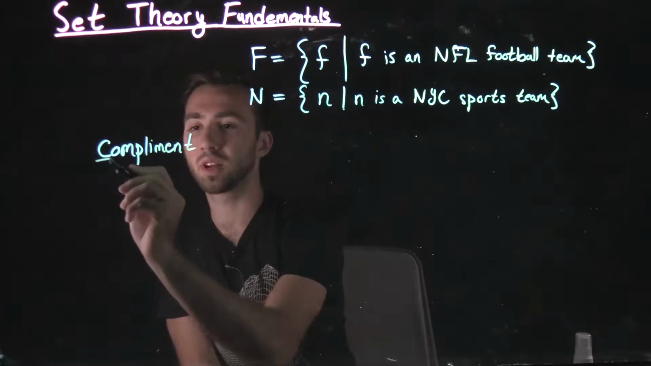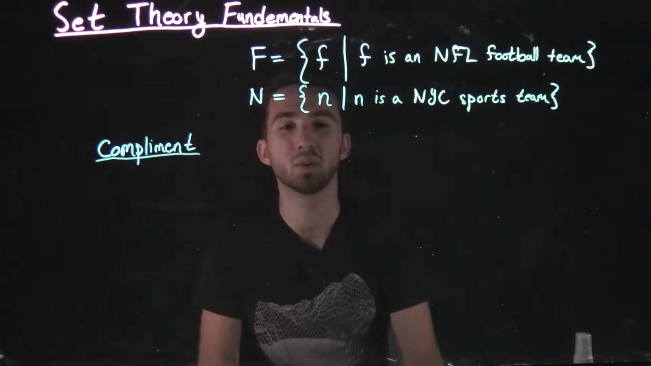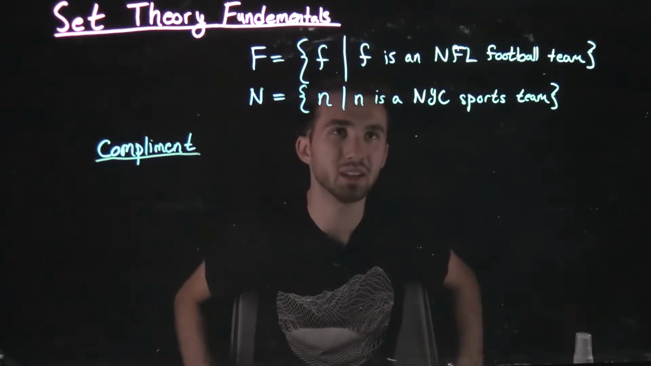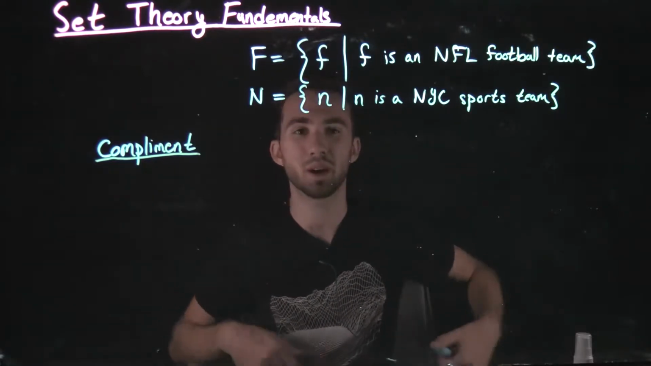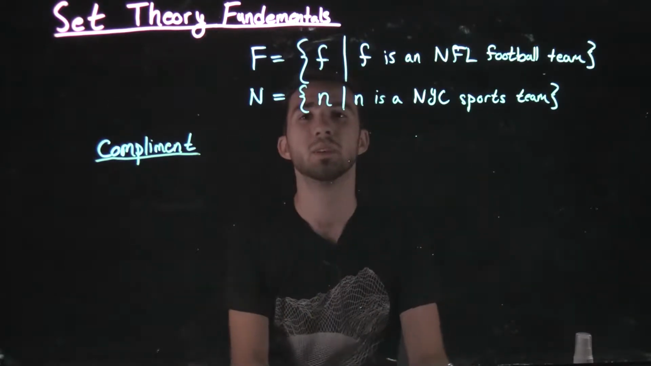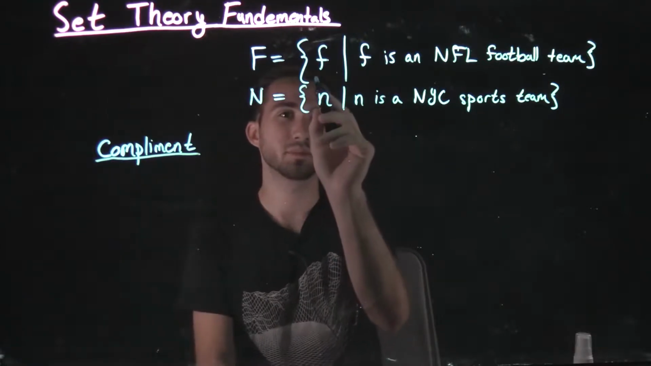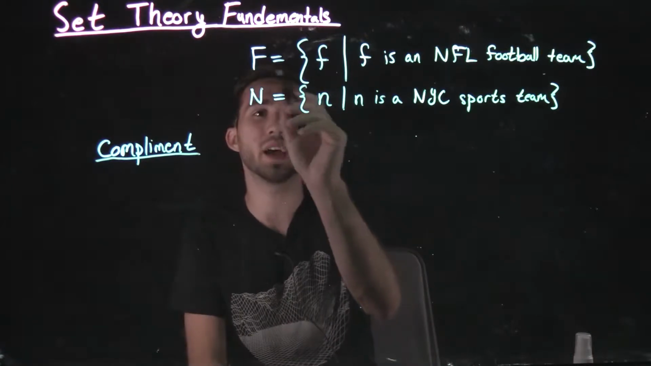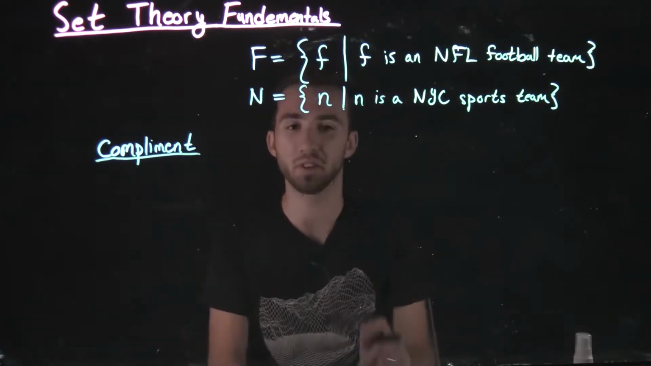Now, when we're talking about the set complement, I created two sets that we can work with because sometimes numbers are scary. And I don't want to scare anybody, so let's talk about something that will only scare maybe like 25% of the population. Football and sports. Yay! So what we do is we create a set F using our set builder notation from the previous video. And we say that F is a set of elements, F, such that F is an NFL football team.